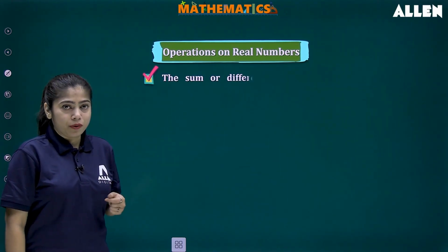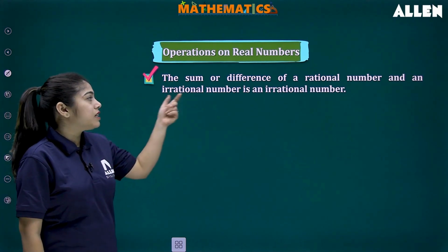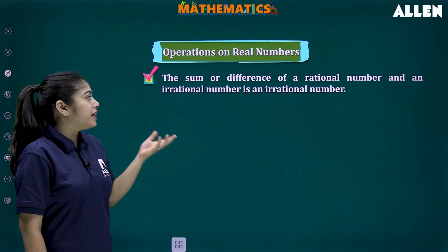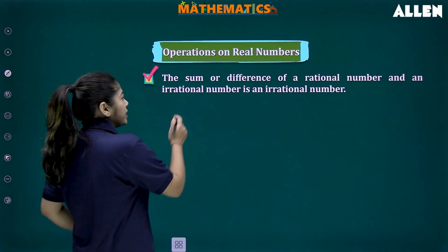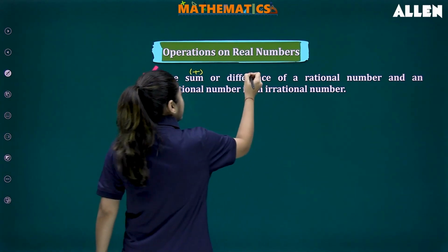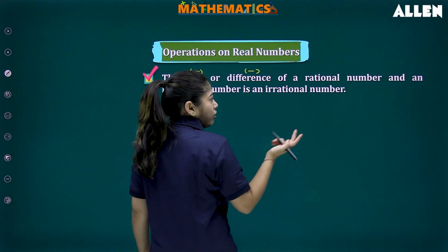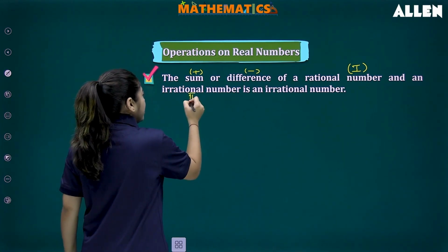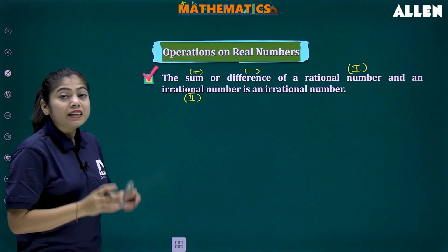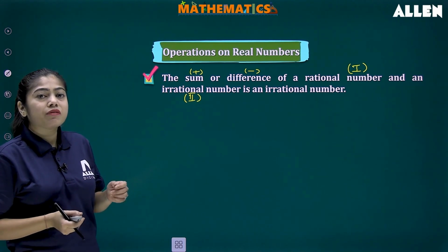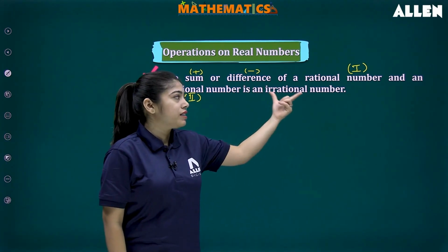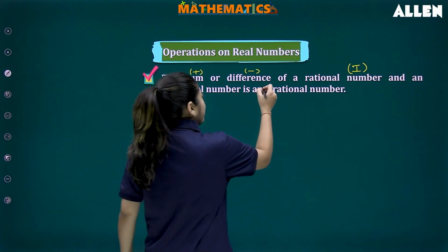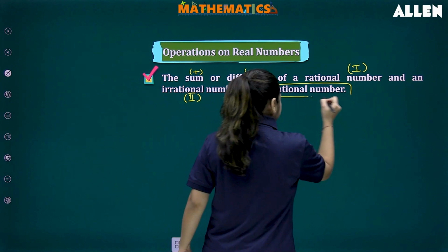Now, let us see some operations. The first one here says sum or difference of a rational number and an irrational number is an irrational number. So here class, you can see we are going to find out addition and subtraction of two kinds of numbers. One will be rational and another will be irrational. Now when we do so, what will happen? The final answer will be what kind of number? The final answer is going to be an irrational number, right? What we are going to get? We are going to get an irrational number.